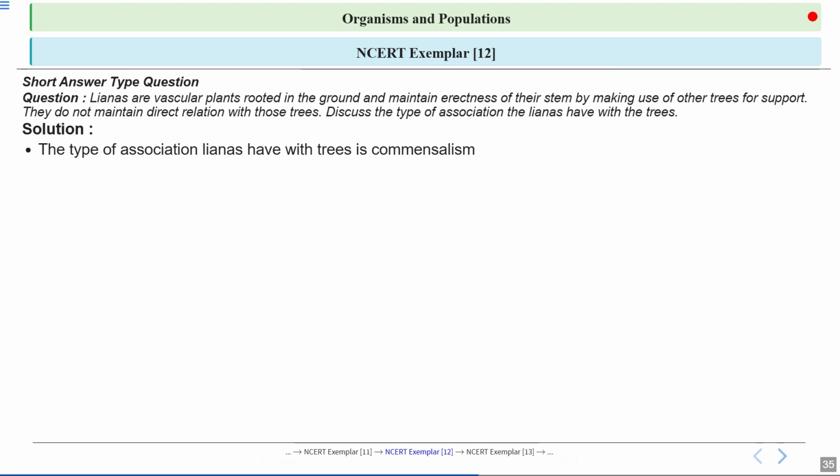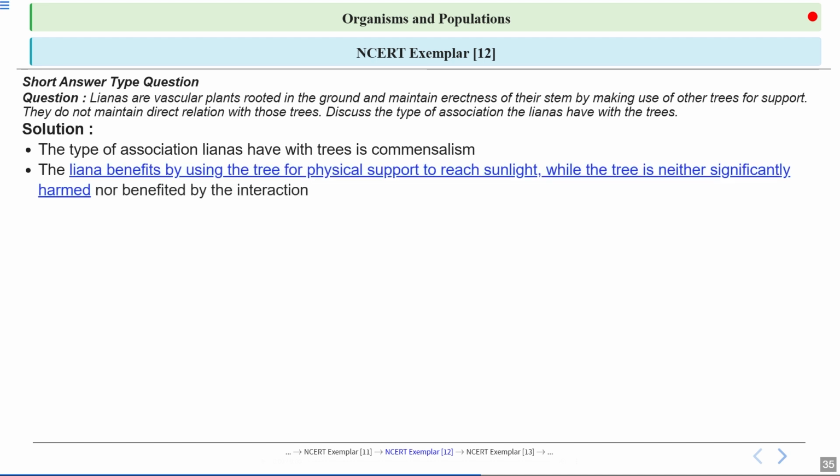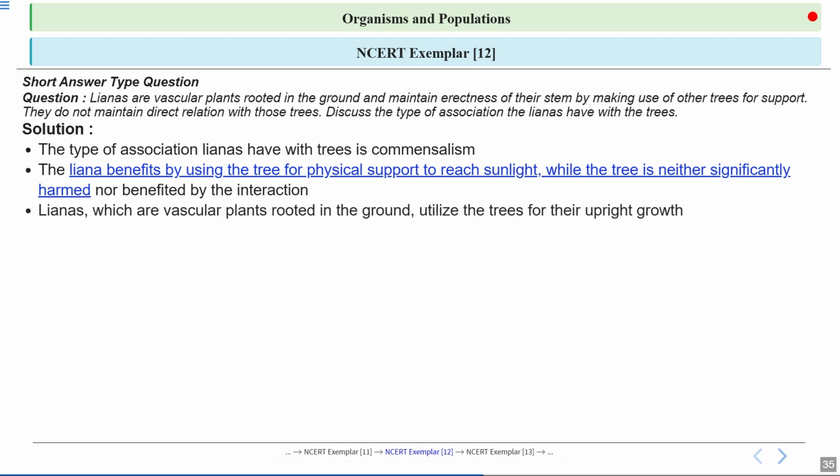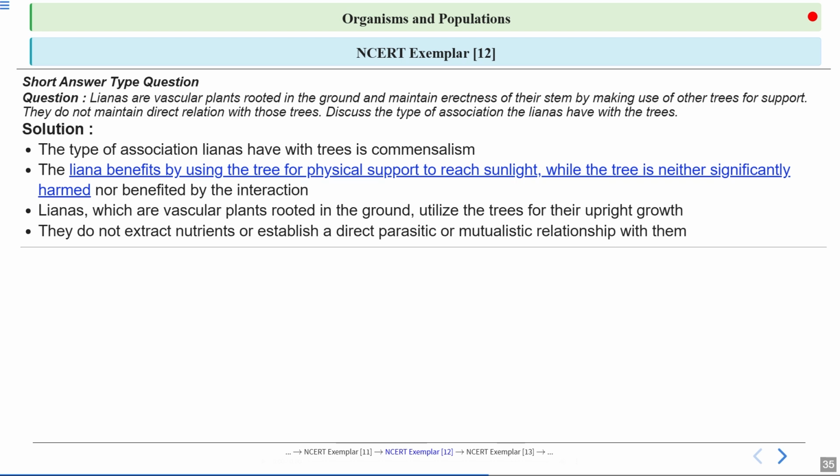So in commensalism, one organism is benefited while the other organism is unaffected. Now you can see the lianas benefit by using the tree for physical support to reach sunlight, while the tree is neither significantly harmed nor benefited by this interaction. Lianas are rooted in the ground and use trees as a kind of ladder to grow upwards. So lianas are getting benefited here. But these lianas do not extract nutrients or establish a direct parasitic or mutualistic relationship with the trees. So this is an example of commensalism in nature.